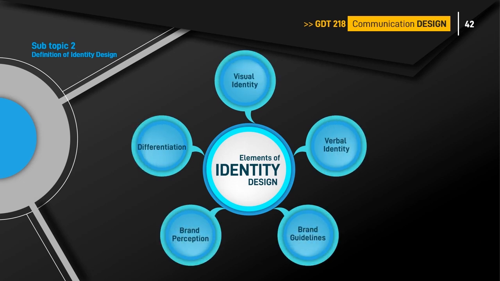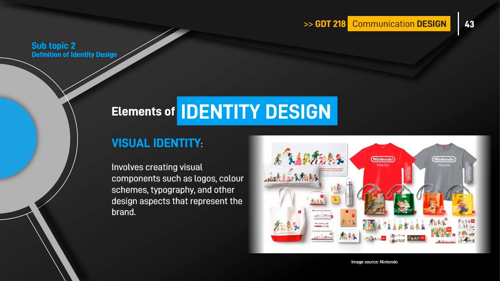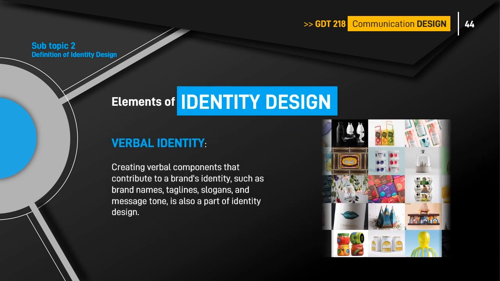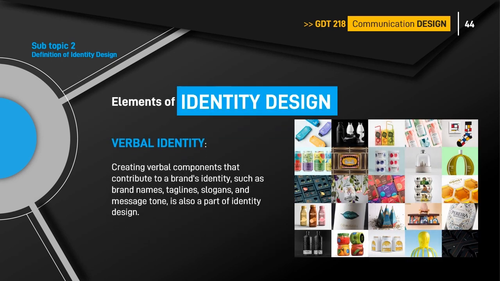This is the elements of identity design, which consists of 5 elements. First is visual identity. Visual identity involves creating visual components such as logos, color schemes, typography, and other design aspects that represent the brand. Second is verbal identity, creating verbal components that contribute to a brand identity such as brand names, taglines, slogans, and message tone is also a part of identity design.